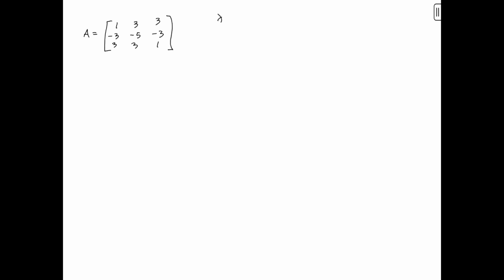And the eigenvalues I had were lambda equal to 1 and lambda equal negative 2, with this one being repeated. So let's first deal with lambda equal 1. So I want to find some vector x such that A times x is equal to x. So I'm going to write my x as x1, x2, x3.